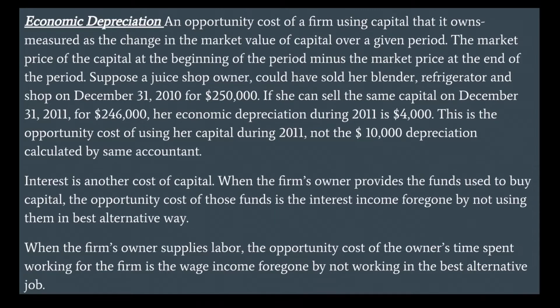Interest is another cost of capital. When the firm's owner provides the funds used to buy capital, the opportunity cost of those funds is the interest income foregone by not using them in the best alternative way. When the firm's owner supplies labor, the opportunity cost of the owner's time spent working for the firm is the wage income foregone by not working in the best alternative job.